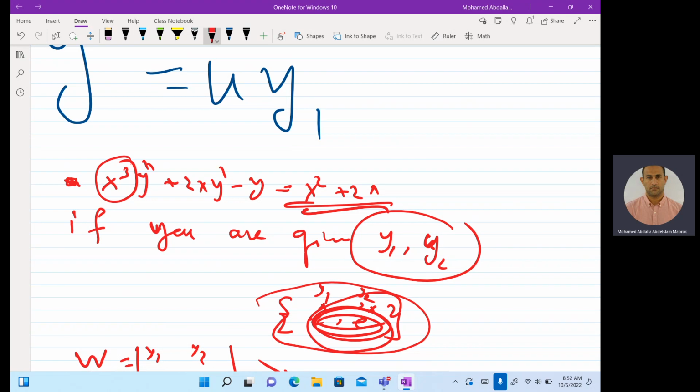Because I might be giving you y1 and y2. That's not a reduction of order anymore, because you don't need the reduction of order to find y2. You just need the yb. So it's really variation of parameters. If you are given y1 and y2, that's not reduction of order. It's just variation of parameters, right? Because you need only the yb. Okay?